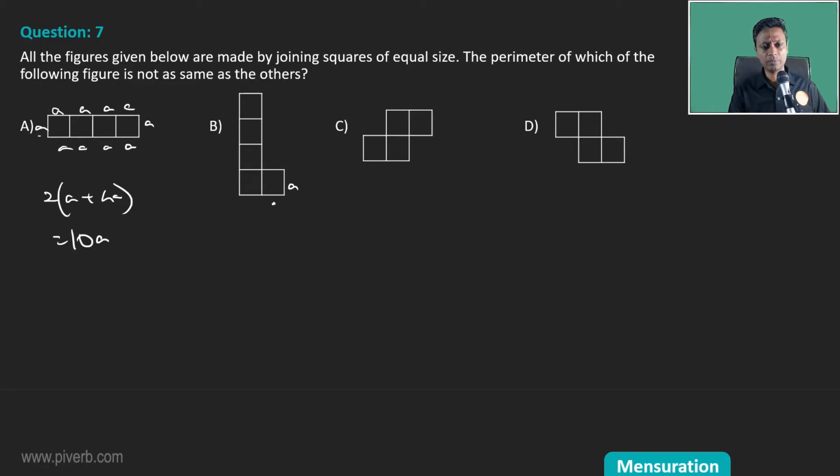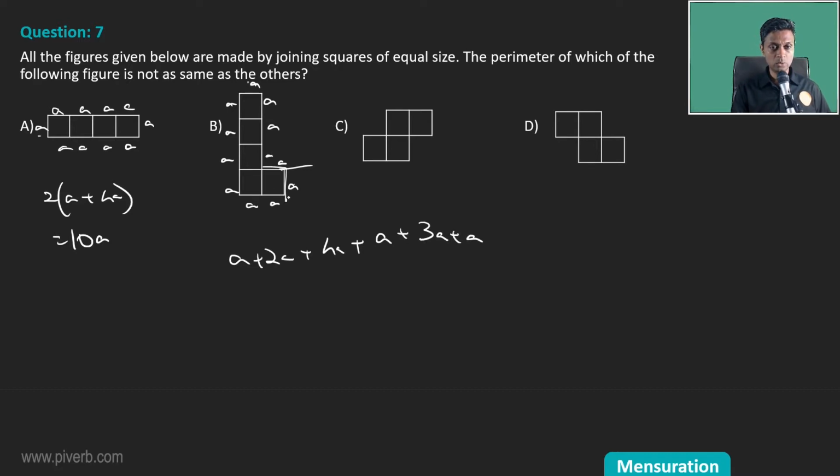In this case, this is A. Perimeter would be A plus 2A plus 4A plus A. So we have A plus 2A. We're starting from here: A plus 2A plus 4A plus A plus 3A plus A. 1, 2, 4, 8, 9, 12. 3, 7, 8, 11, 12. This is 12A.